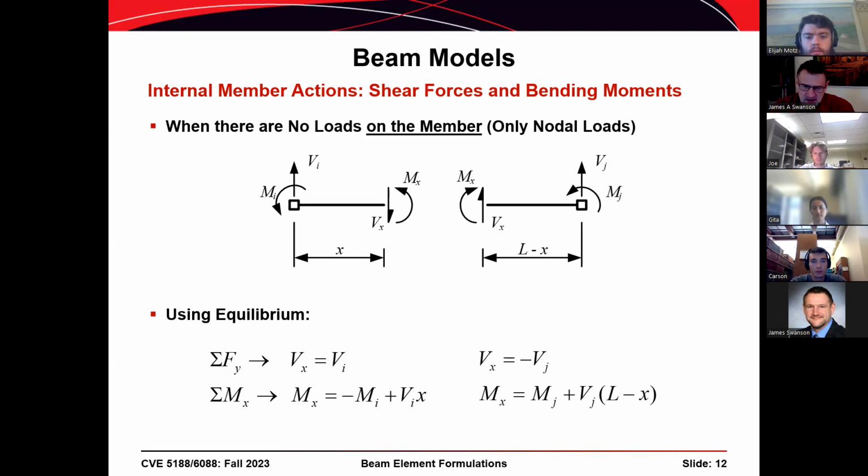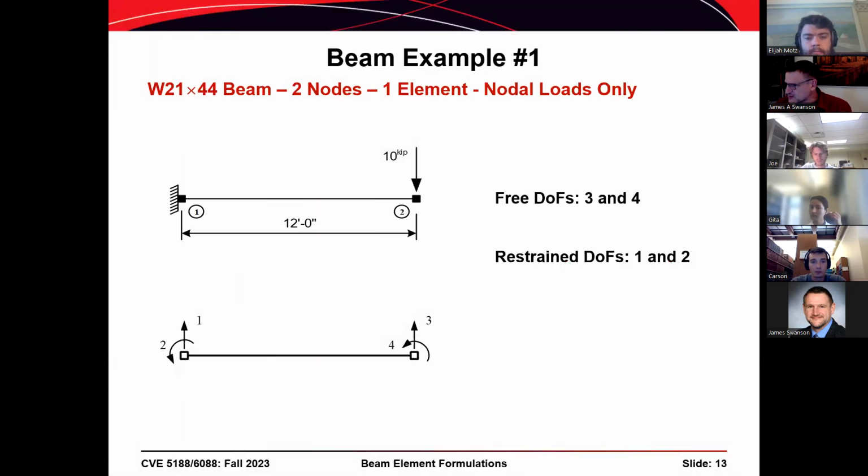Okay, so for a first example problem, let's take a look at this beam. This is about as simple as it gets. It's a two-node model with one element. It is a cantilevered beam. So we have degrees of freedom 1 and 2 at the left end. Degree of freedom 1 is a displacement. Degree of freedom 2 is a rotation.